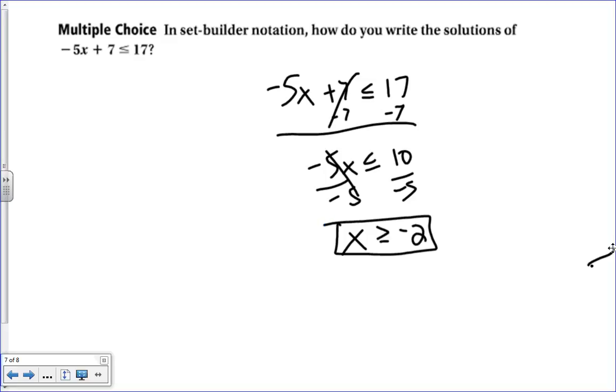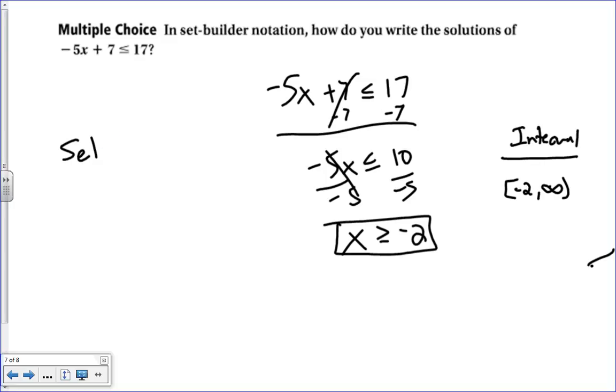If you wanted to write that in interval notation, let's see, interval notation. We have negative 2. It's going to be greater than or equal to negative 2. So negative 2 is going to be the left endpoint. And it's going to go on forever into infinity. Since it has an equal to sign, we'll have the bracket, and then on the right side, it'll just be the parentheses. That would be interval notation.